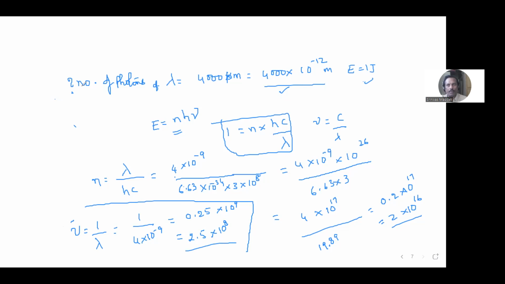So therefore this is how we can find out the number of photons with a particular wavelength. How many photons are required in order to generate 1 joule of energy. So that is how many? 2 into 10 to the power of 16. So this is the formula that we will use.